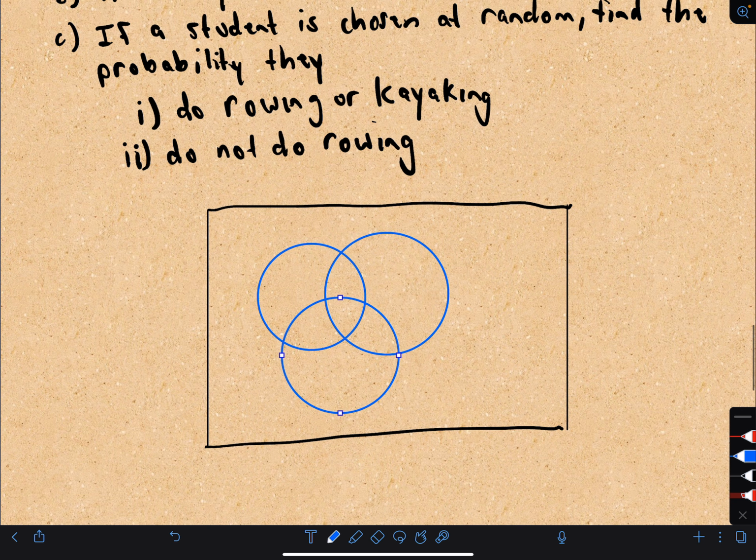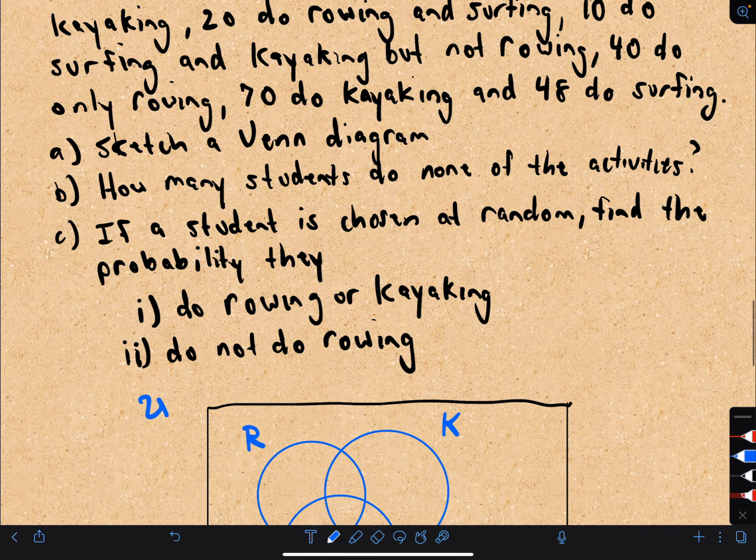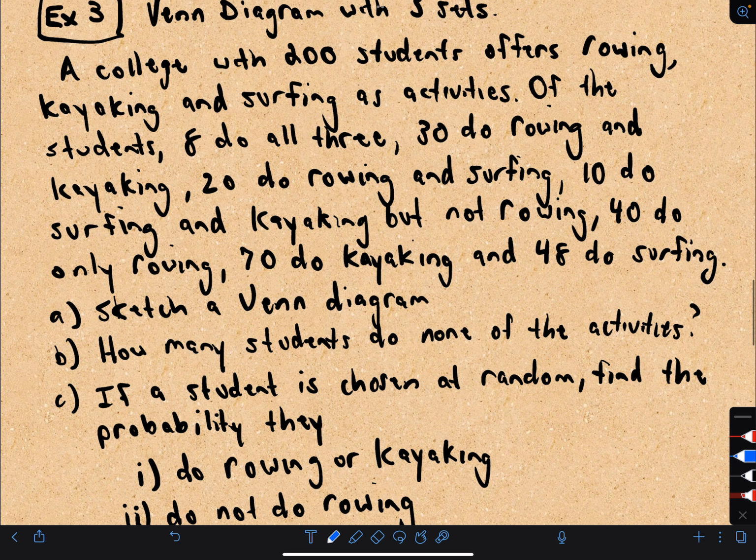Okay, so we had people that did rowing. I'm going to label that as R. We had people that did kayaking. I'm going to label that as K. And then we had people that did surfing. So again, we know we have 200 people total. So let's see what of our information we can use first.